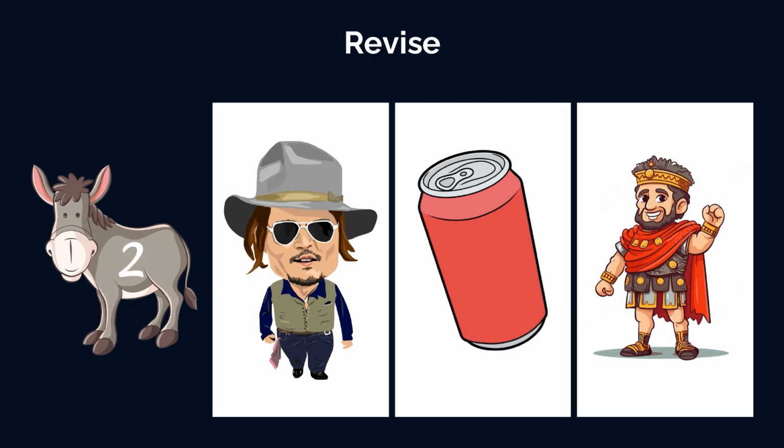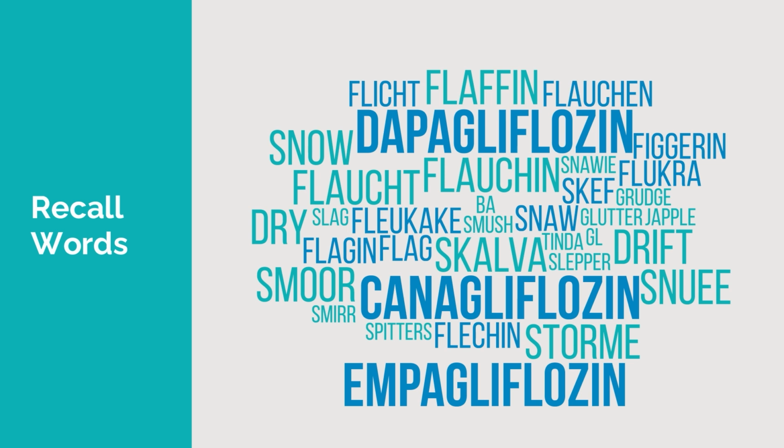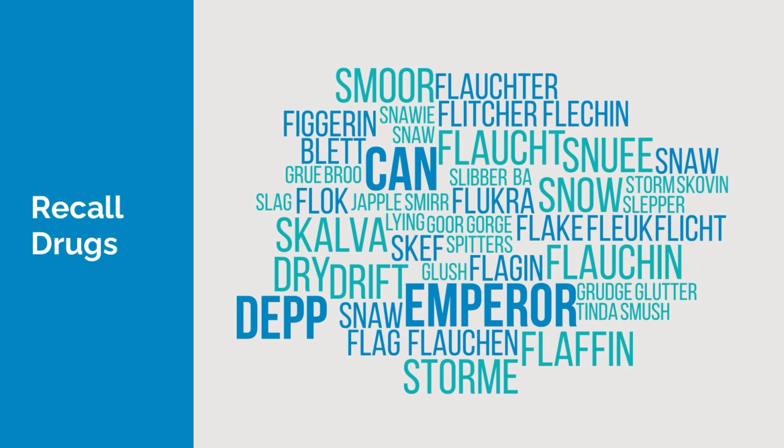Revise. AS2 for SGLT2 inhibitors, DEP for dapagliflozin, CAN for canagliflozin, and Emperor for empagliflozin. Recall words. For dapagliflozin, the word is DEP. For canagliflozin, the word is CAN, and for empagliflozin, the word is Emperor. Recall drugs. CAN is for canagliflozin, DEP is for dapagliflozin, and Emperor is for empagliflozin.